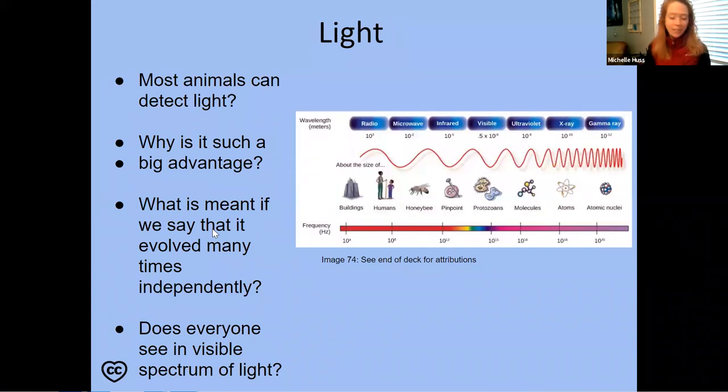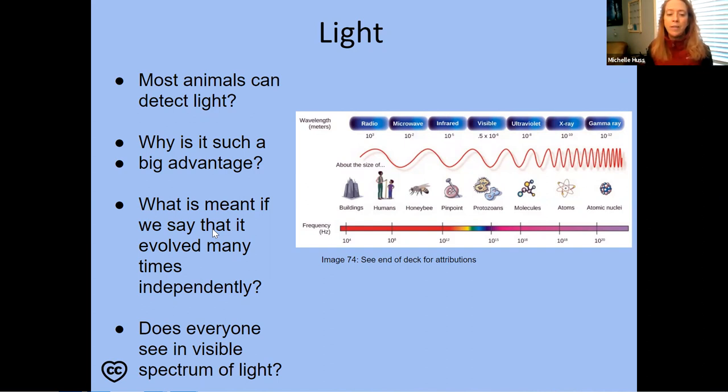Okay, light, what is light? Okay, light is extremely important. Most animals can detect light in some way. So even little invertebrates like planaria, they have eye spots, so they can go to the light. Why is it such a big advantage? Think about that. If you don't have eyes versus having eyes, or some sort of eye-like structure, okay, you don't have to have our eyes.